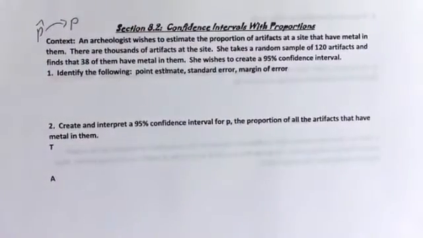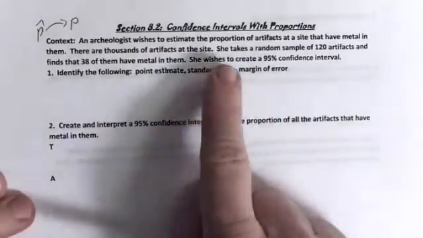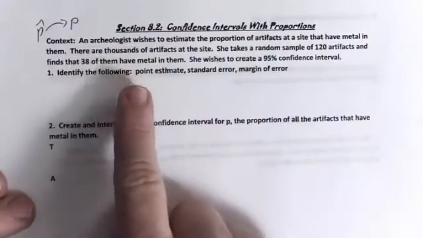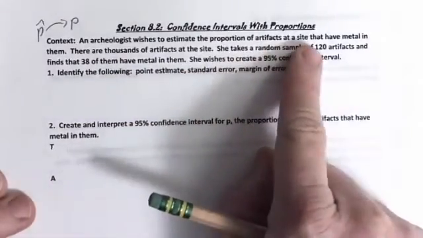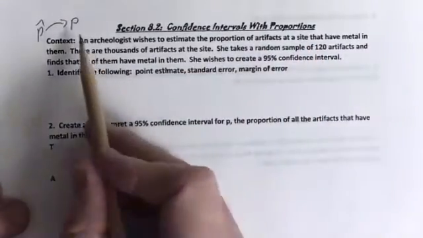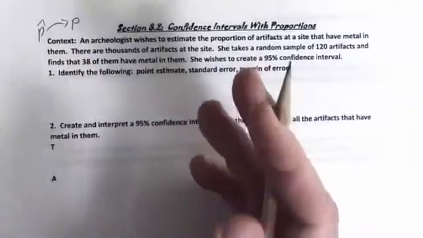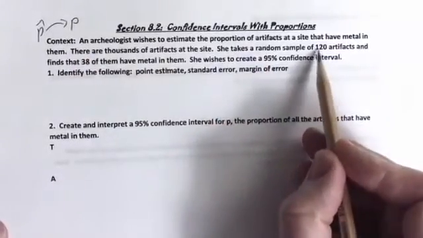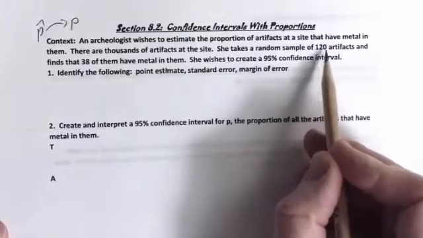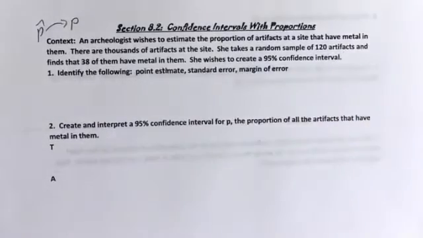The terminology of last chapter still comes into play. The population is all of the artifacts at this site, and the parameter is the proportion that have metal in them, which we don't know. The sample is the 120 selected artifacts that we are actually going to study. And then the statistic is 38 out of 120.